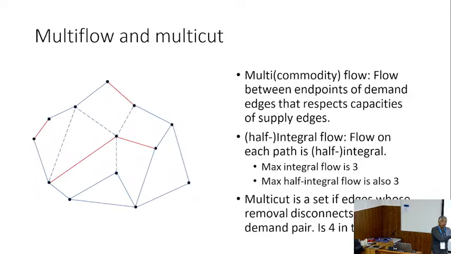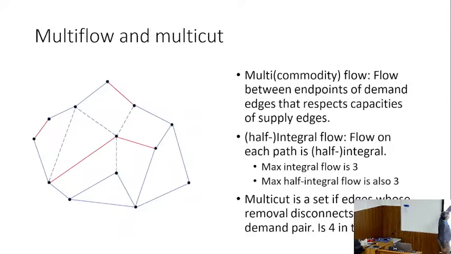Now, in the case of single commodity, you have a cut. What's a cut? A cut is a set of edges which separates the source and the sink. What's a multi-cut? It should be a set of edges which separates every source and sink pair. That's exactly what it is: a set of edges whose removal will disconnect every source-sink pair, or every demand. So here, these dashed edges are 4 edges whose removal will separate every demand pair. Once I remove these 4 edges, I should not have a path left between this vertex and this vertex.